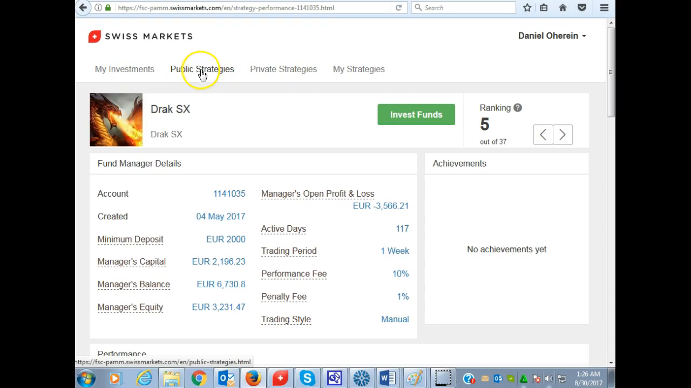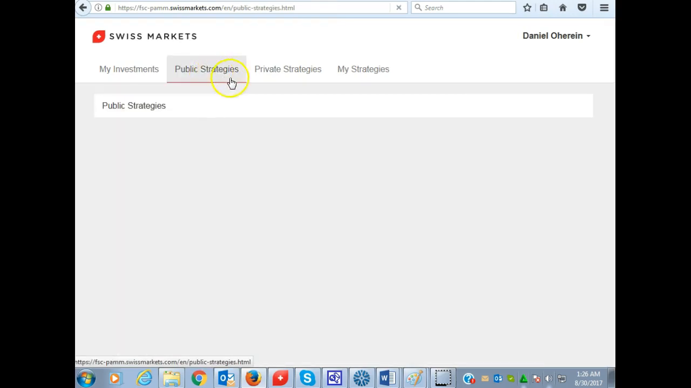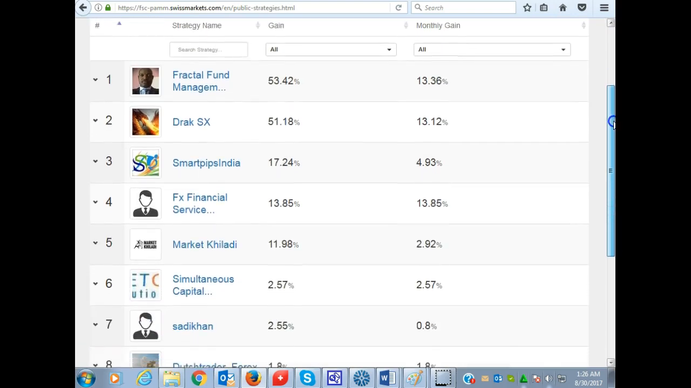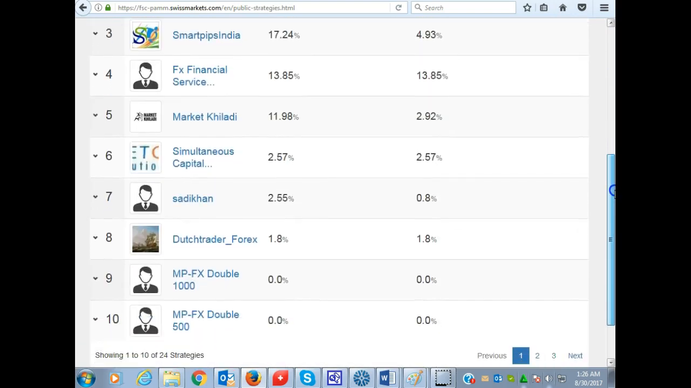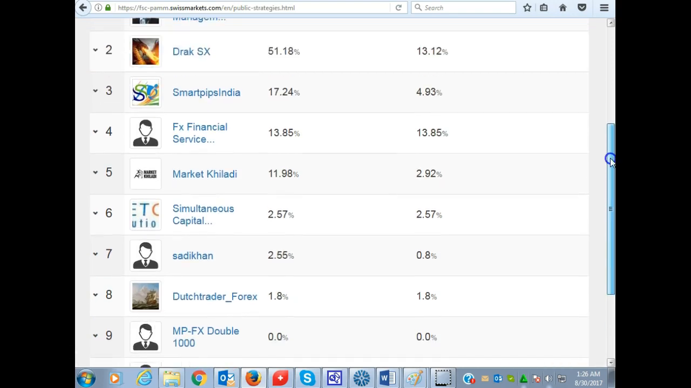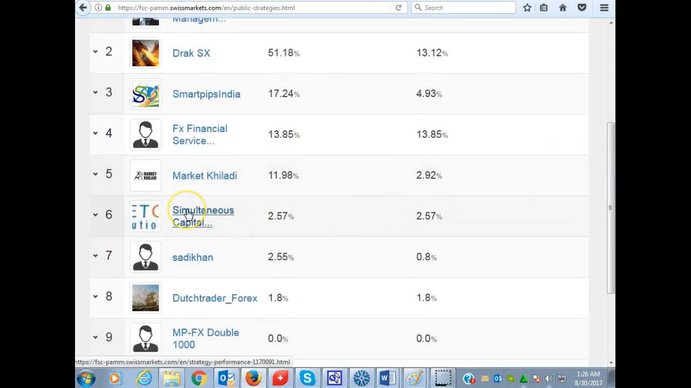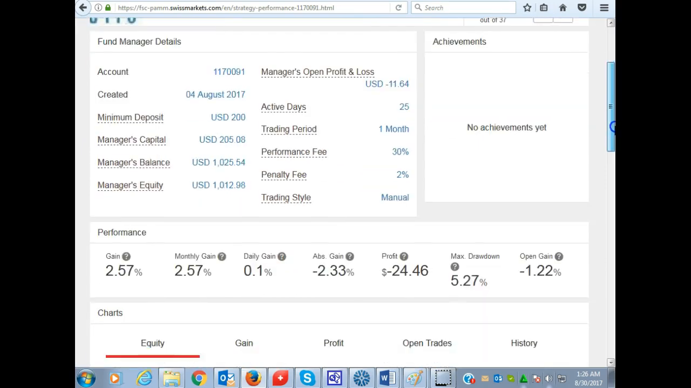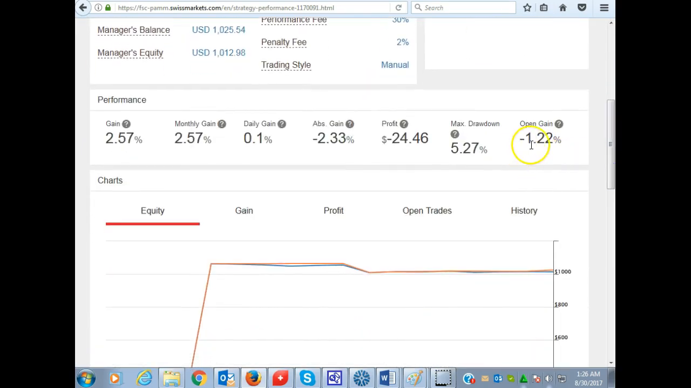So this is how to look at low versus high risk traders or fund managers. This is a second fund which I am managing for a different person. This is a very low risk trade. You will see I only have minus 1.2%. I can easily close this and hopefully in another day I will recover.